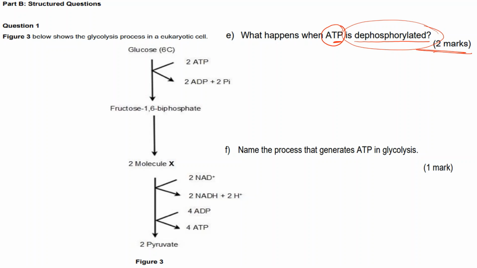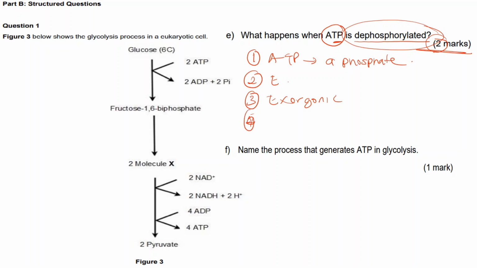So the question is 2 marks. For the first point, ATP removes a phosphate group through the process of hydrolysis. The reaction releases energy, and the process is exergonic, and then it also produces ADP molecule. ATP becomes ADP.